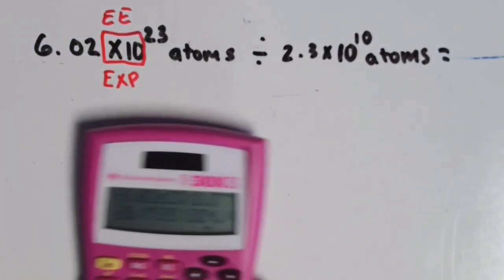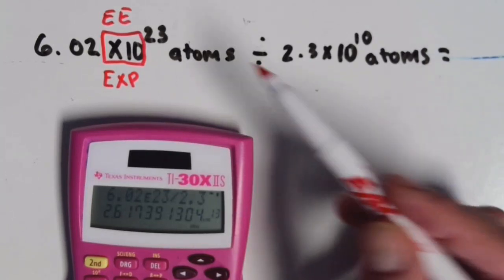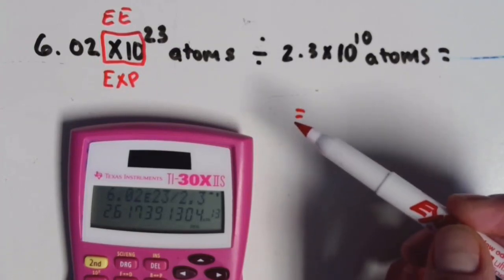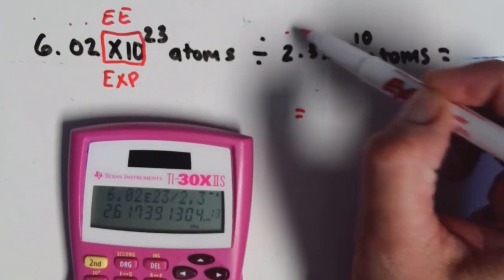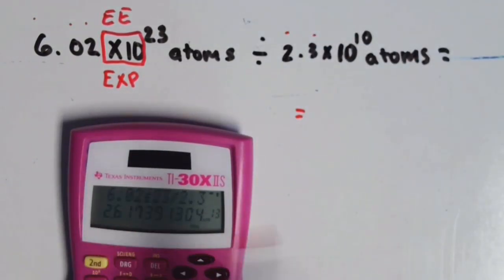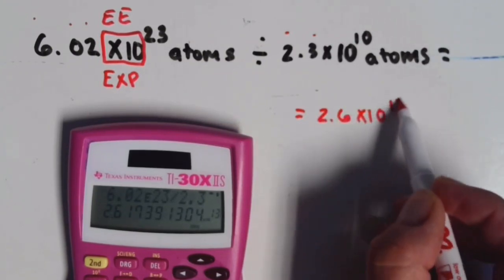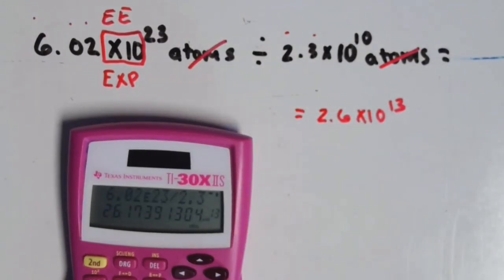So our answer then would be, and let's figure out our digits. So this is the order of division. Division and multiplication say the least amount of digits in the value is what you round your answer to. So I only have 2 digits. So the 1 rounds to 6, so 2.6 times 10 to the 13th. And the atoms actually canceled out, so there are no units for this answer.